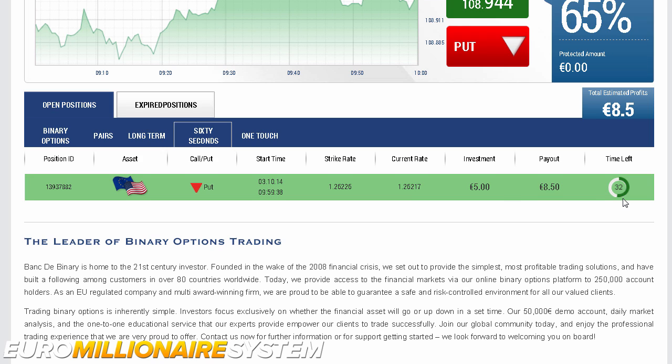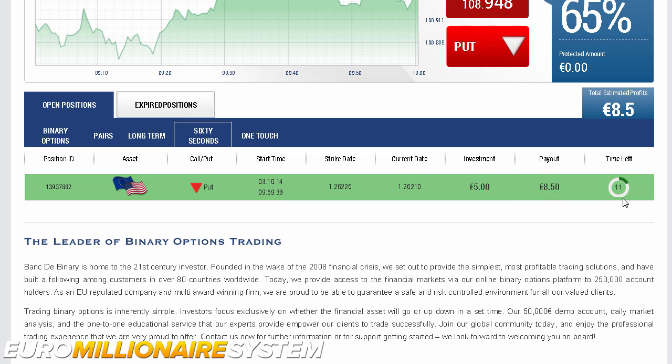You can keep track of the market rate, which was at 1.26226 when we opened our trade. So we'll need it to finish below that. This section also shows you the start time and direction of your trade. Basically, all of the relevant information related to that specific trade.